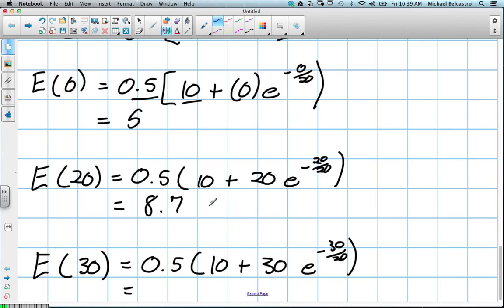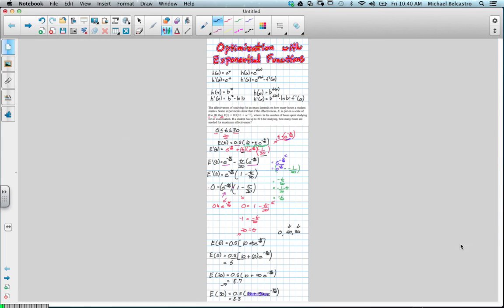8.7. That's pretty good. On a scale of 1 to 10, you get 8.7 for 20 hours. How about 30 hours? 8.3. So in terms of effectiveness, which I assume means using your time wisely, it is most effective to study for 20 hours for a test, which I'm sure you all do. Right? That is considered the most effective way in this study.